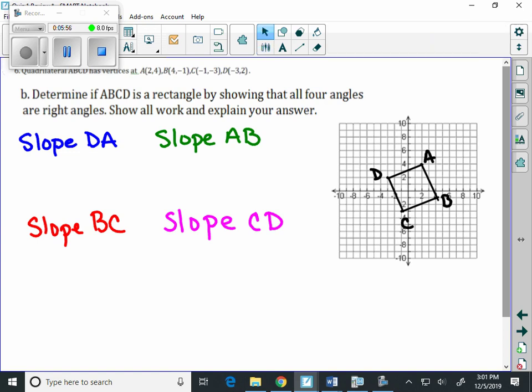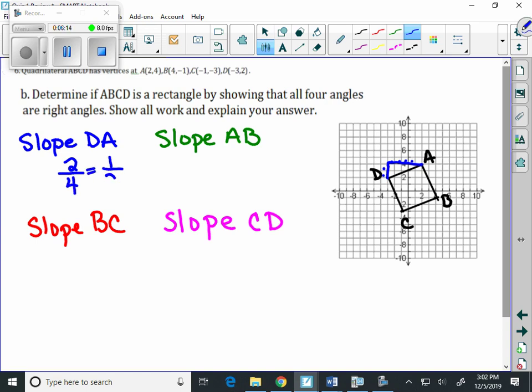So when we go back and look at the slope of DA, we're drawing our triangle. And what we did is we went up 2, and we went to the right 1, 2, 3, 4. That's 2/4, which is 1/2 when we simplify. When we look at AB, what's going to happen is we went up 1, 2, 3, 1, 2, 3, 4.